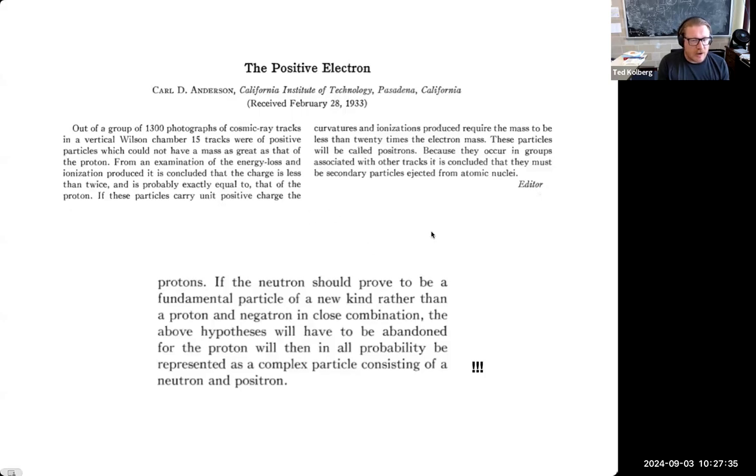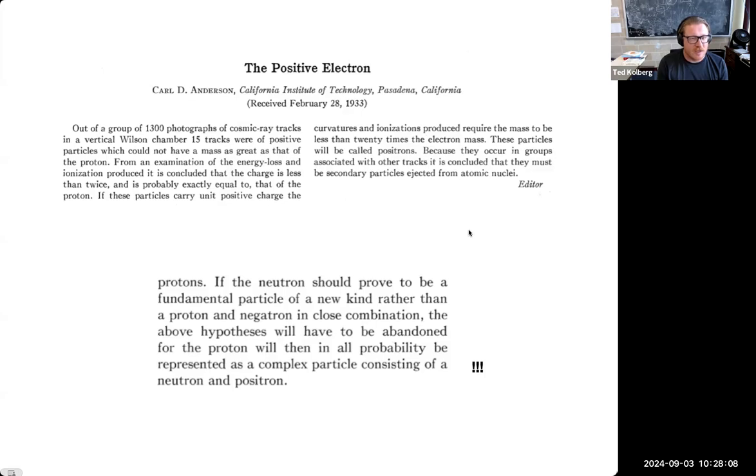"If these particles carry unit positive charge, the curvatures and ionizations produced require the mass to be less than 20 times the electron mass. These particles will be called positrons. Because they occur in groups associated with other tracks, it is concluded that they must be secondary particles ejected from atomic nuclei." That last comment, I think we would no longer agree with, but the rest of it is spot on. He is, of course, in dialogue with the other things going on in particle physics at the time.